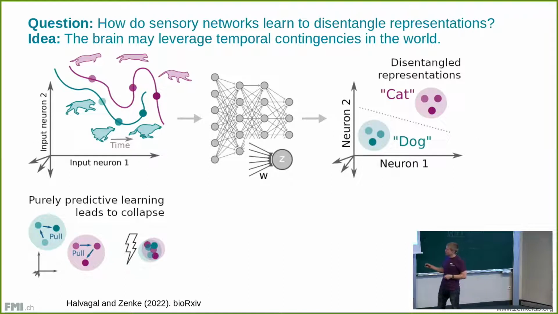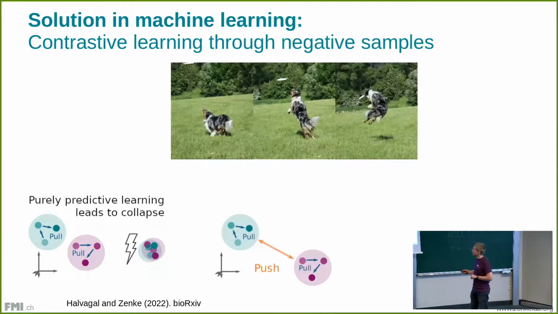So the problem with this is, if you pull everything together, it typically leads to a representational collapse, which means everything is pulled into one point. Because then you're perfectly predicting everything, right? So if everything is 0, or if everything is a cat-dog, then you're always right. Like, it's always a cat-dog. So nothing wrong with this. But of course, it's completely useless as a representation to disentangle these concepts. So what are you doing? You need a force that pushes away these representations that don't appear together in time.